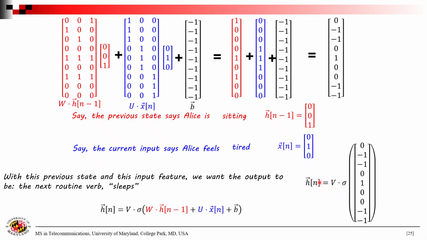And we know that the current state for today, we want it to be that she's tired so she sleeps today. We want this to have an emphasis on sleeping. The activation function is the one that allows us to map zeros to zeros, minus 1 to 0, 0 to 0, 1 to 1, that guy stays, 0 to 0, 0 to 0, minus 1 to 0, minus 1 to 0.